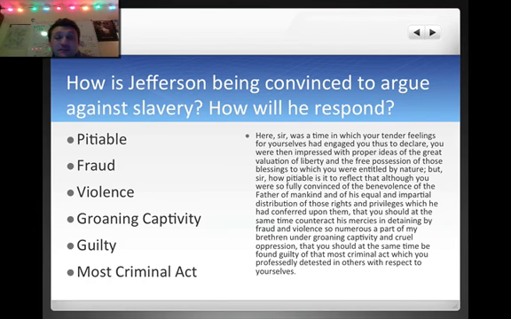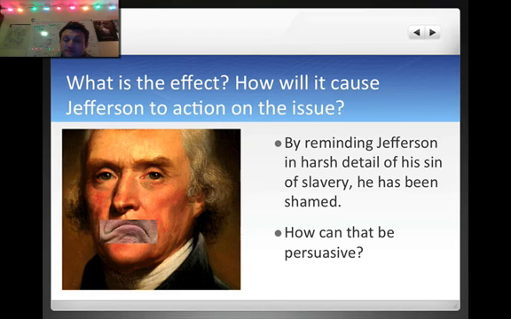As the author of the Declaration of Independence, he also has to face the fact that he was enslaving people on his own property. He bought slaves. He owned people. Now at this point, you have to realize, how is this being used to convince Jefferson to take a stand against slavery?